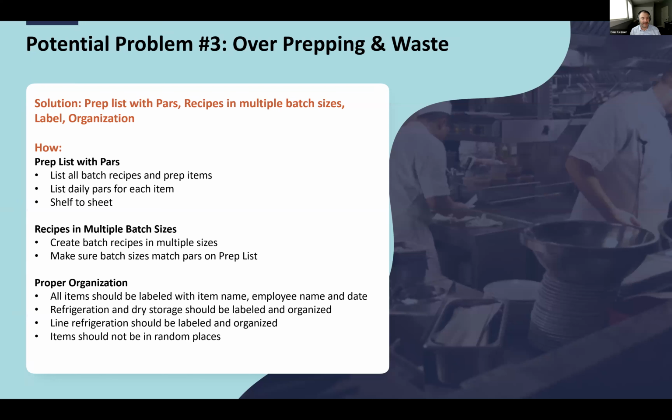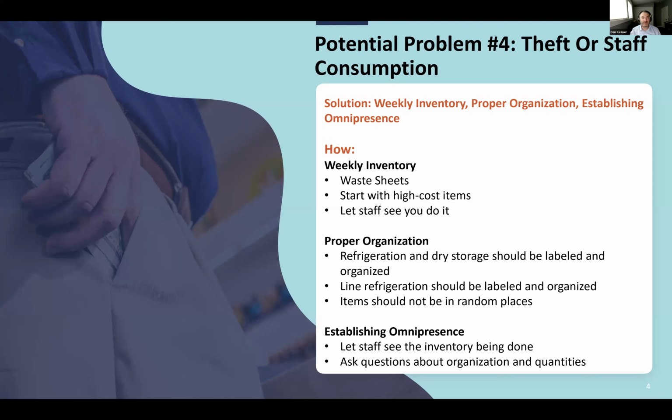So, again, all items should be labeled with item name, employee name, and date. Your refrigeration and dry storage should be labeled and organized. Even better if the shelf is labeled for what items go in that spot. The line refrigeration should also be labeled and organized, labeling the shelf with what goes where, or you can even do station diagrams for line refrigeration. And then items should never be in random places, and that should be constantly policed and should be a constant conversation. And that last point also brings us into theft or unsanctioned staff consumption.